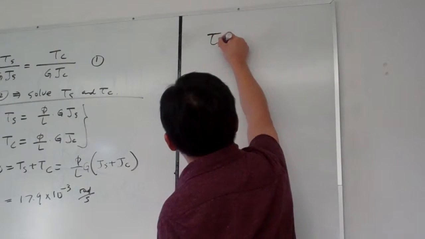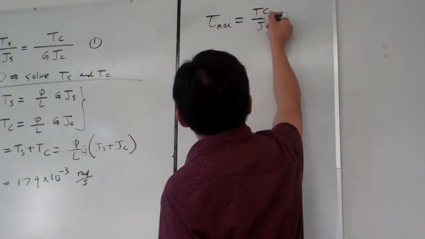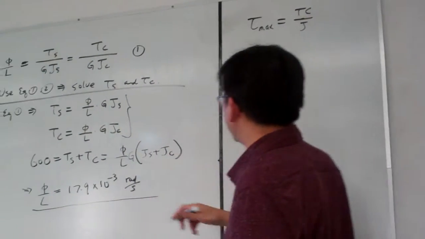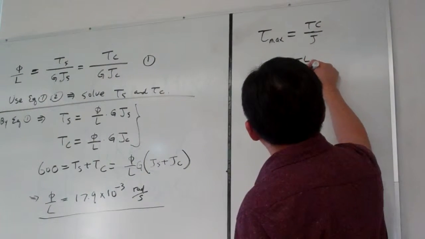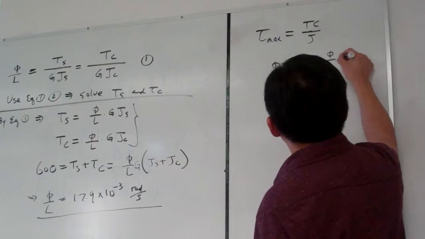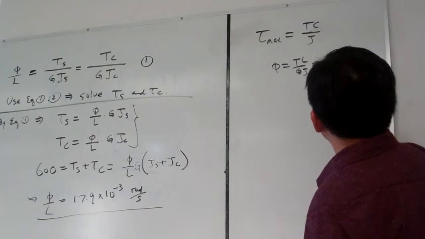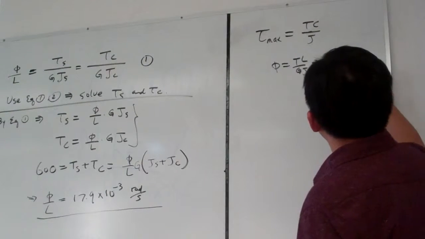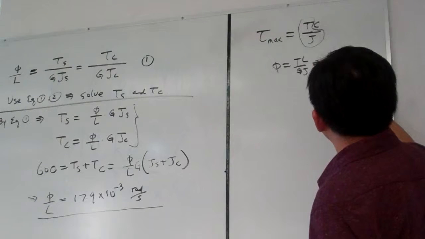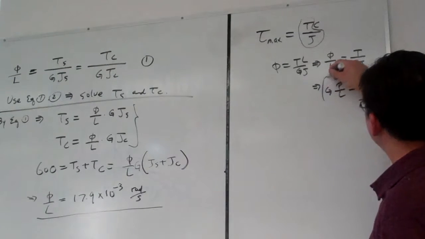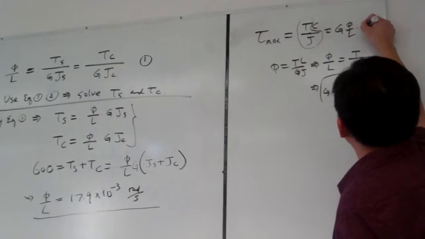Here we can calculate this. The maximum is TC over J, and this one, we try to utilize this information. We know that phi equals TL over GJ. So from this equation, phi divided by L equals T over GJ. Therefore, we have information T over J here, so I try to come up with that number, G times phi over L. Using this information, I plug in here, so that is G phi over L times C. Will that be okay?